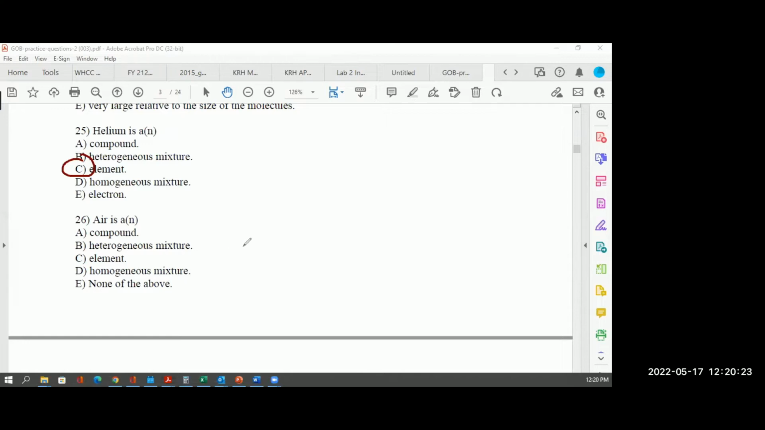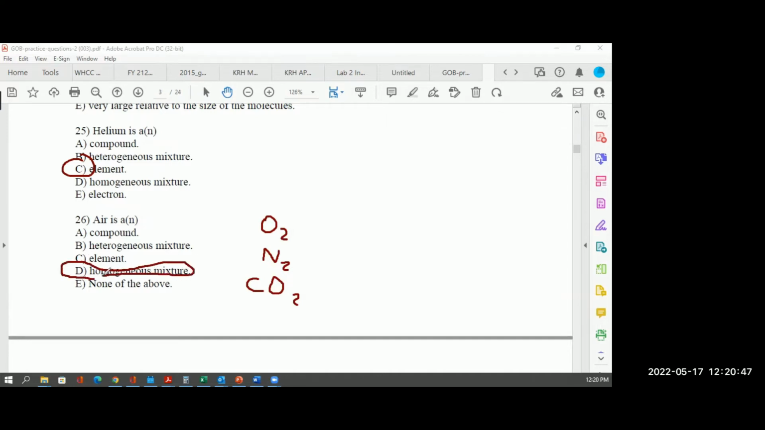So let me write that out. You said we have oxygen, which is O2. We had nitrogen, which is N2. And we had carbon dioxide, CO2. Would it be D? Homogeneous.